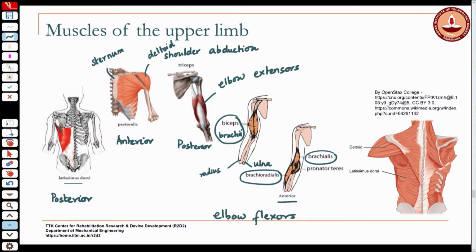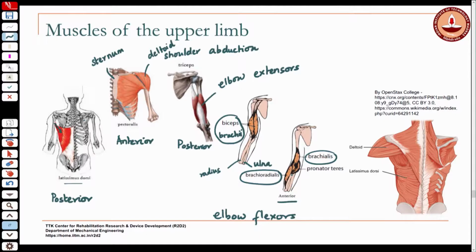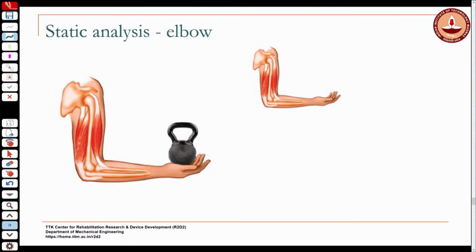Then the pronator here is the muscle that causes this pronation. You can see that if it pulls on the radius, it pivots about the ulna. So, this is what causes that rotation, the pronator teres. So, this is just some of the basic musculature that you may encounter when you are dealing with analysis of the upper limb. Now, let us go ahead with doing a static analysis of the elbow.